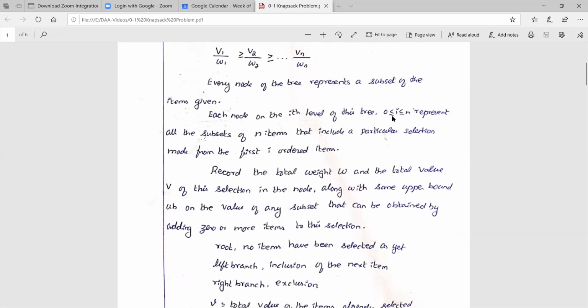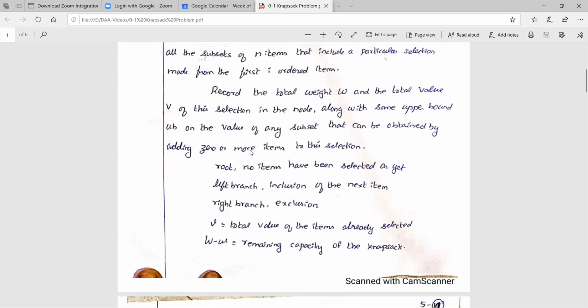where the level will be 0 to n, represents all the subsets of n items that include the particular selection made from the first i ordered items. If the object is selected, then we take that particular subset. We record the total weight W and the total value V of this selection in the node. If we are considering the subset, we have to record the weight and also the value, along with the upper bound.